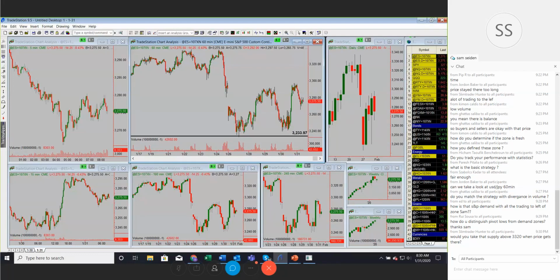Yeah, so pivot lows and pivot highs, and I'm kind of answering two questions in one there. Pivot lows and pivot highs are not in and of themselves supply and demand zones.